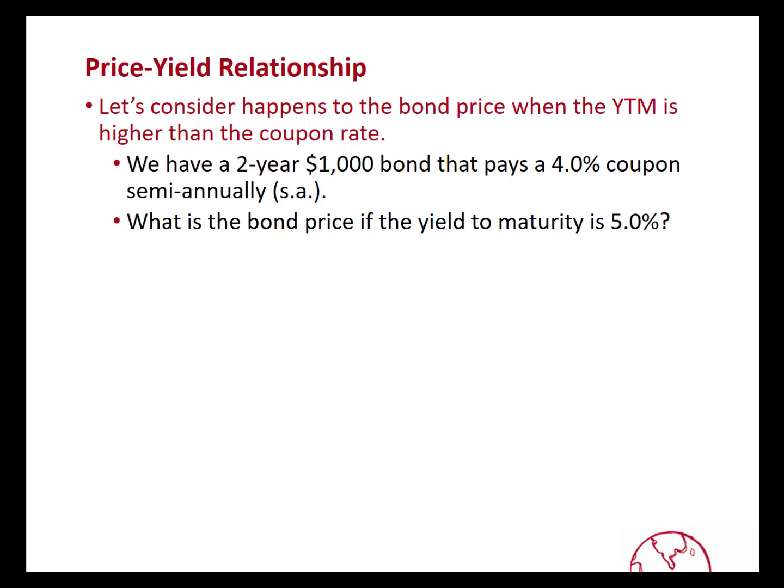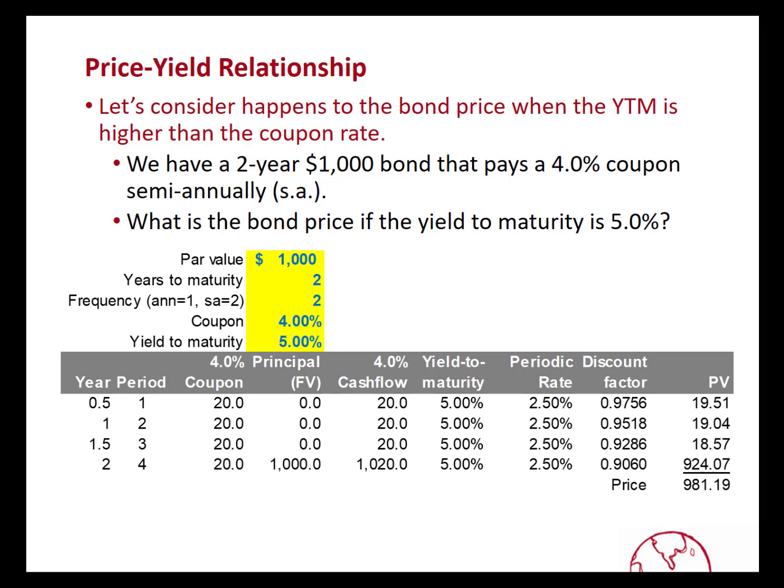So let's look at this example of a 2-year bond with a $1,000 face value that pays a 4% coupon semi-annually. What would be the bond price if the yield to maturity is 5%? Okay, so as you can see here, I've calculated this in Excel. The bond has 2 years to maturity with 2 periods per year, so 4 periods. The coupon is going to be 4% divided by 2 multiplied times 1,000, or $20 for each 6-month period. The discount rate is the yield to maturity of 5% divided by 2. The periodic rate is 2.5%.